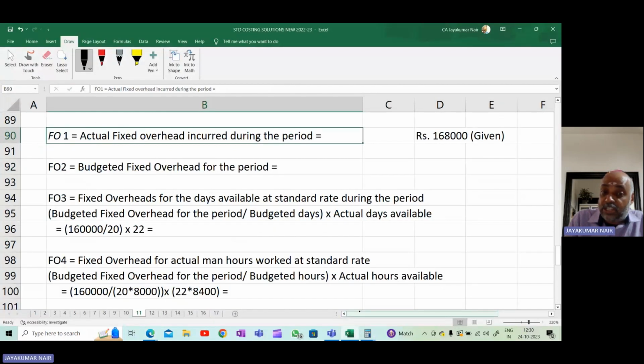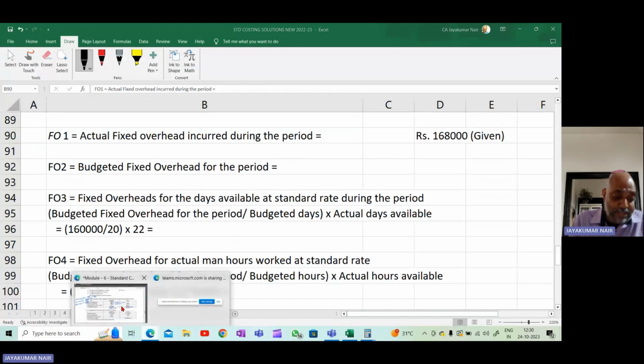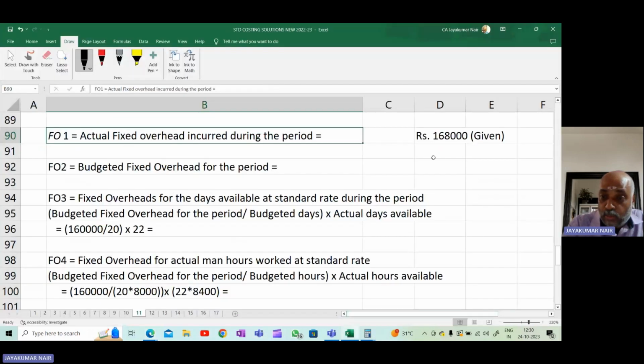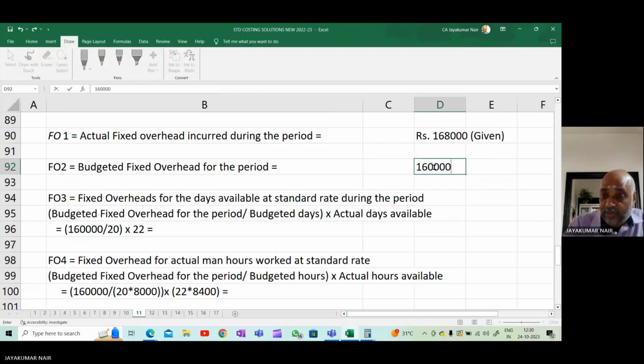Now the second one is budgeted fixed overheads for the period. For the period, what is the budgeted fixed overheads? It is given to you: 1,60,000. This is budgeted, FO2. And this is 1,68,000. So this is given in the question, and this is also given in the question: budgeted fixed overheads for the period.